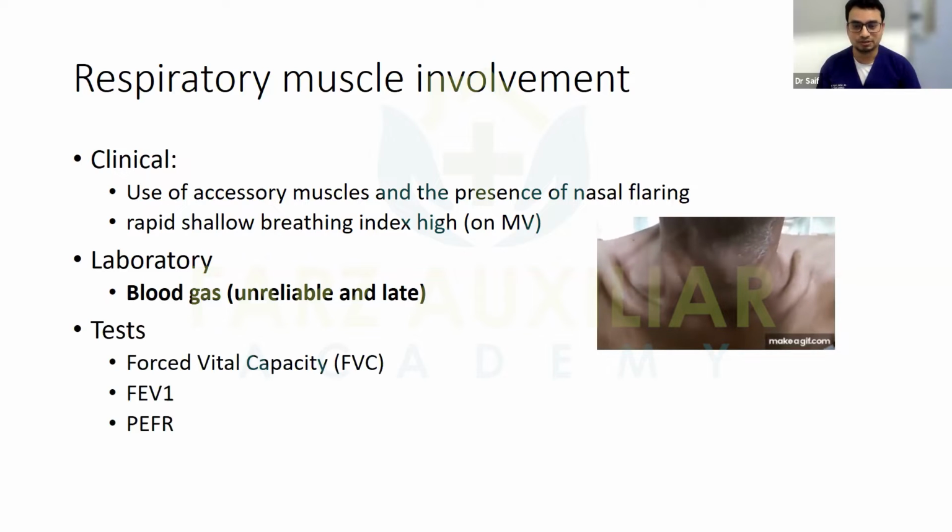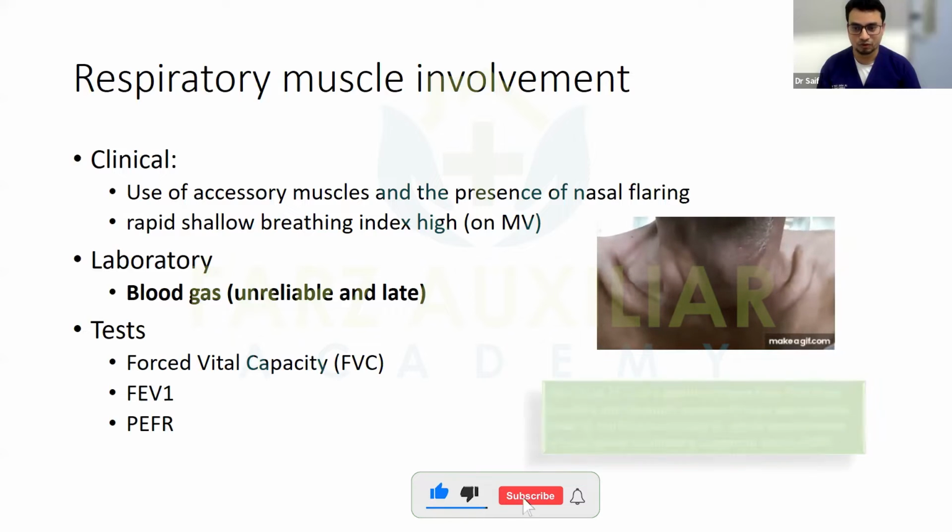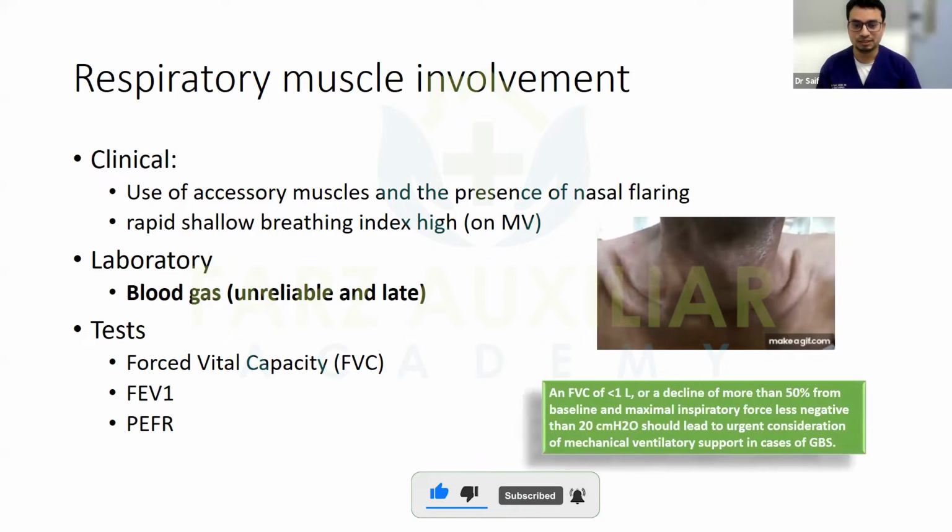What we do is test the forced vital capacity, FEV1 and PEFR. These spirometric assessments have been proposed to ideally say that patients have respiratory muscle involvement. FVC less than 1 liter, or a decline of more than 50% from baseline, or maximum inspiratory force less than 20 should be an urgent consideration, or an indication for mechanical ventilation, in cases of GBS.